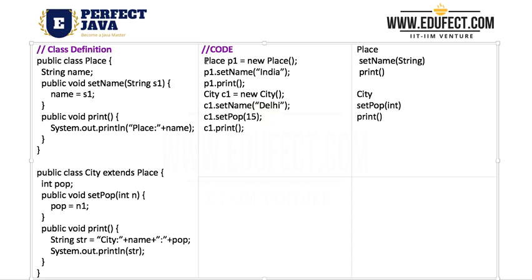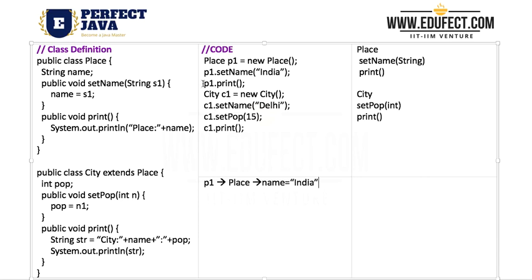So we are saying place p1 is equal to new place. So we are defining a variable p1, which is an object of type place. And once it gets created, what will happen? The field name will become null. Then we are saying p1.setName(India). So p1.setName means this method is getting called. So what will happen here? Name is equal to s1. So name will get the value India.